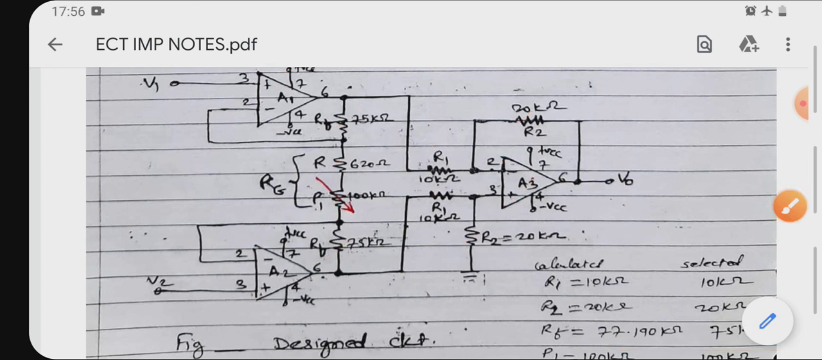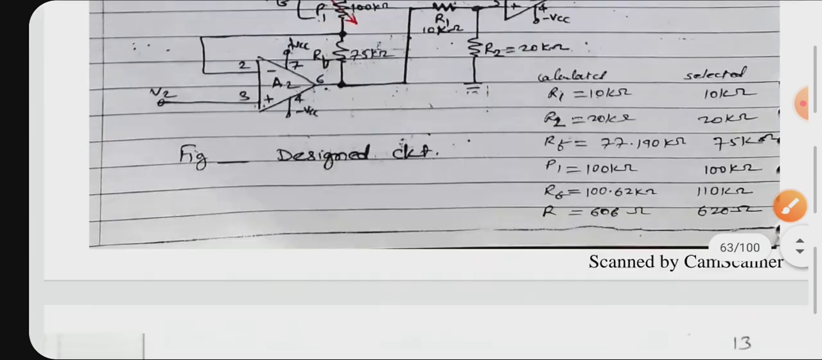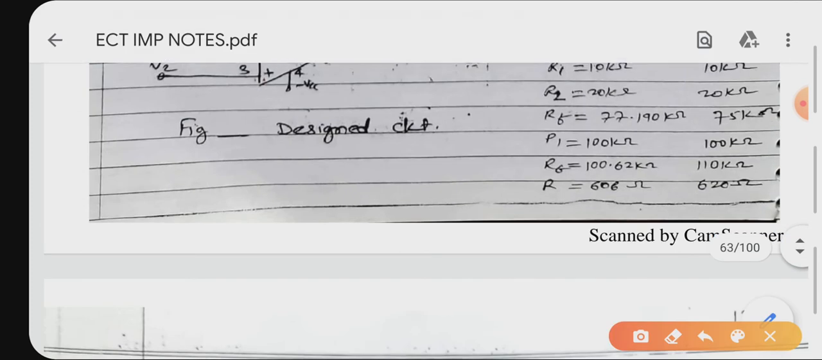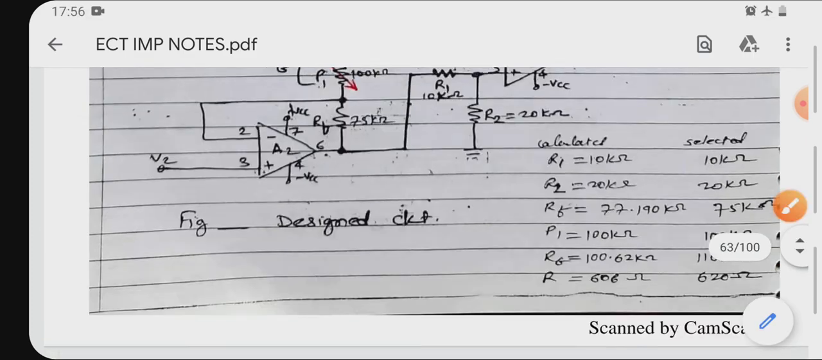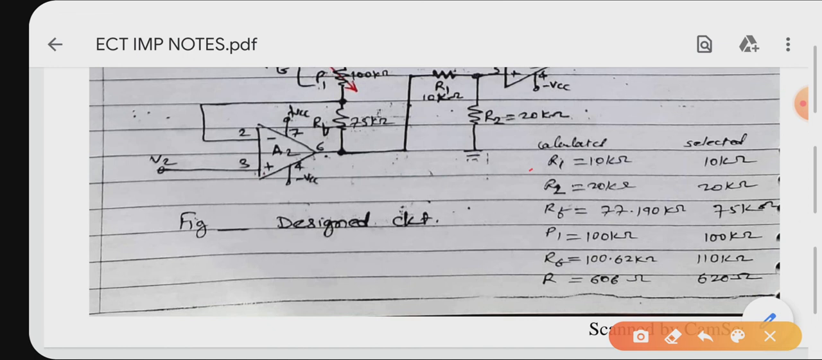So you can also list out the calculated values and selected standard values. R1 calculated is 10 kilo ohm, so the standard is 10 kilo ohm. R2 is equal to 20, same value. RF is the calculated value 77 and you have considered 75 kilo ohm. P1 100 kilo ohm. RG is 110 kilo ohm. R is equal to 606 and 620 ohms, like this.